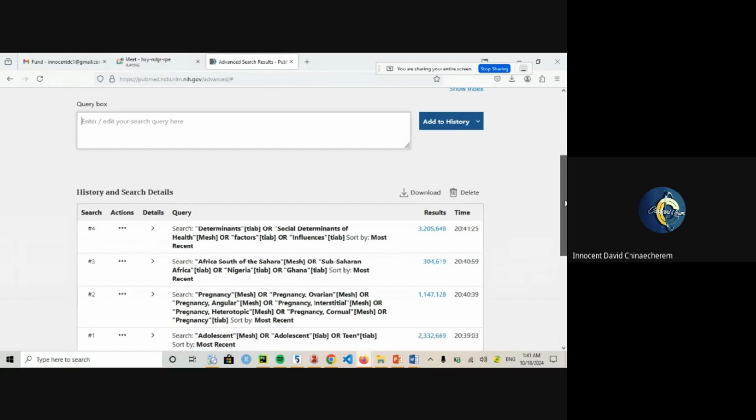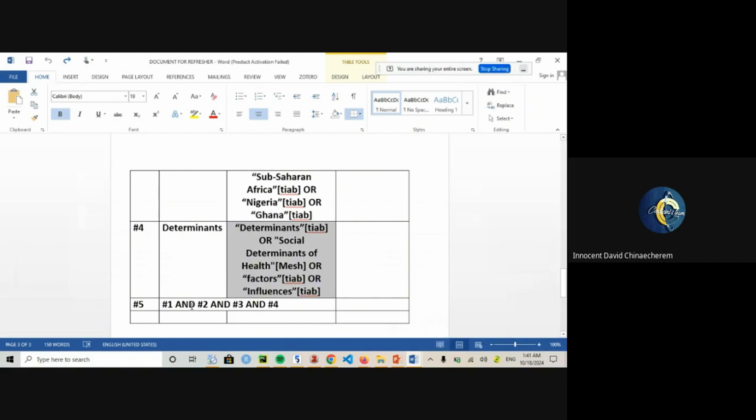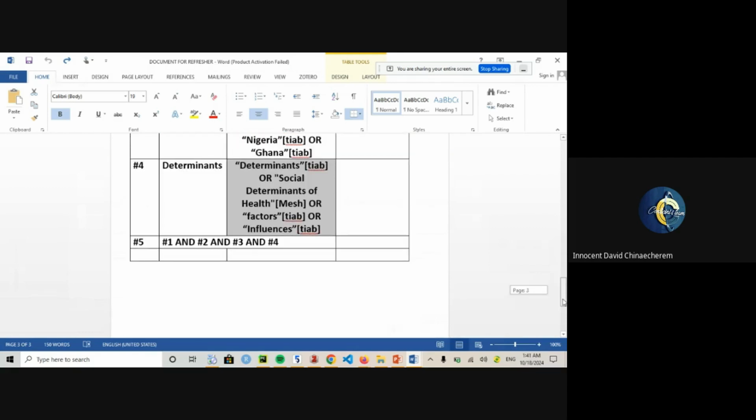Cool. Now to perform my search, the next thing I'm going to do is combine them with the AND Boolean operator. If you remember from our previous video, we made it very clear that the AND Boolean operator is used to join words that are in different spelling variants. Determinants, sub-Saharan Africa, pregnancy, and teenagers are all in different spelling variants, so we join them with the AND Boolean operator, but we use OR to join words that are within the same spelling variant.